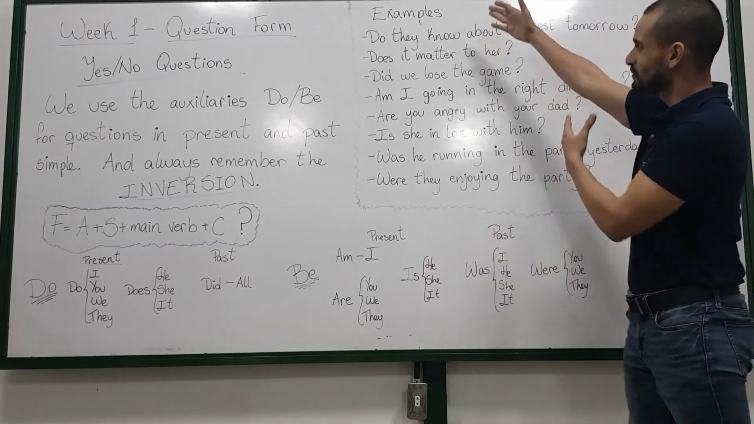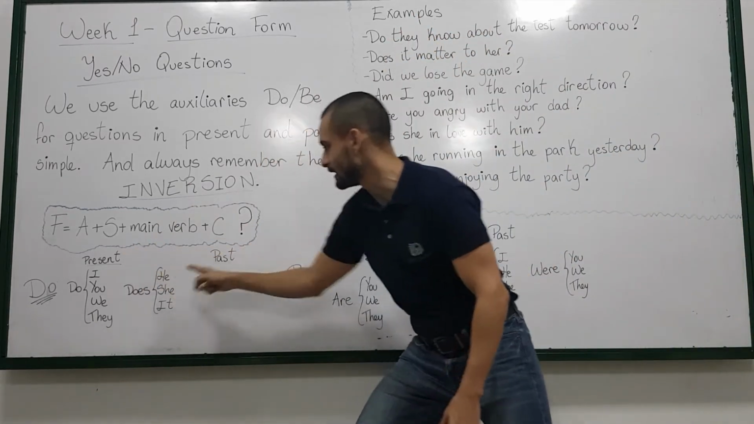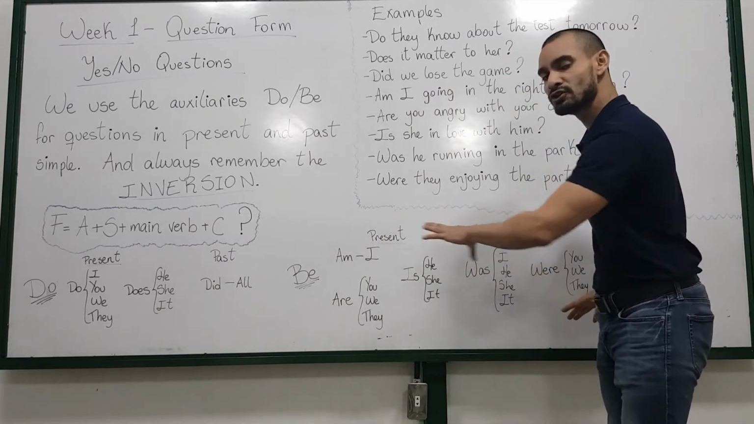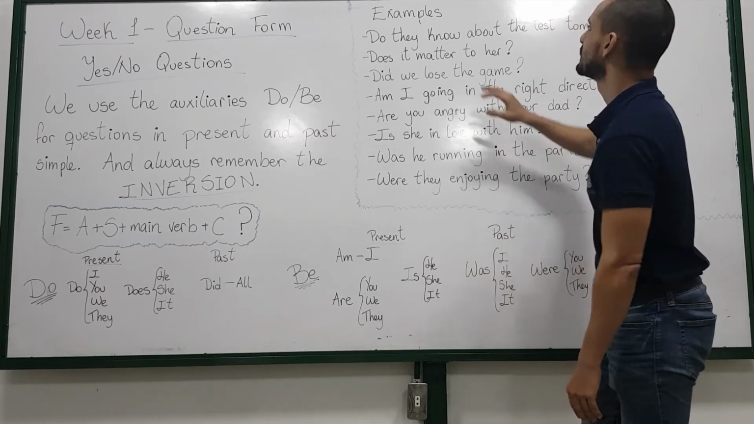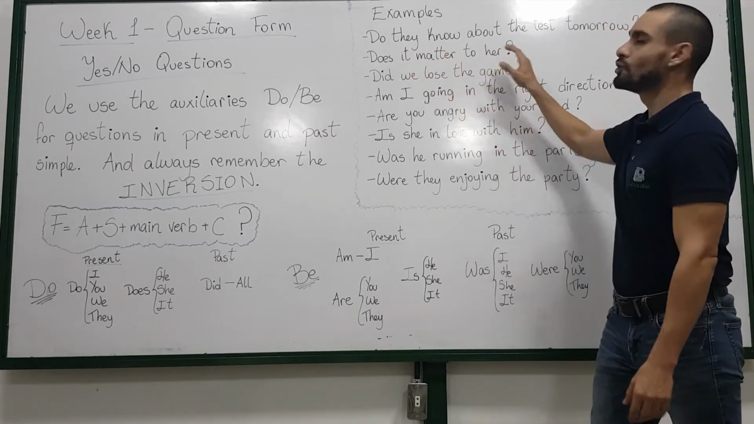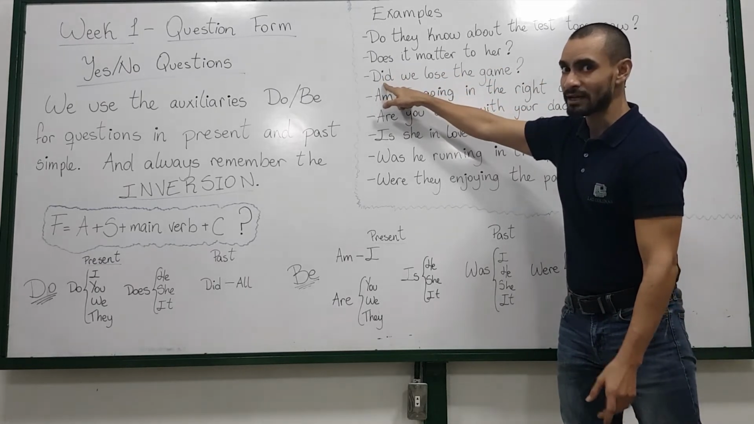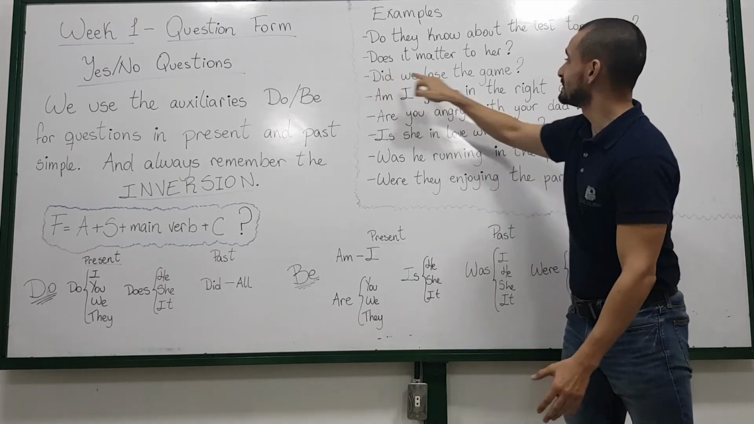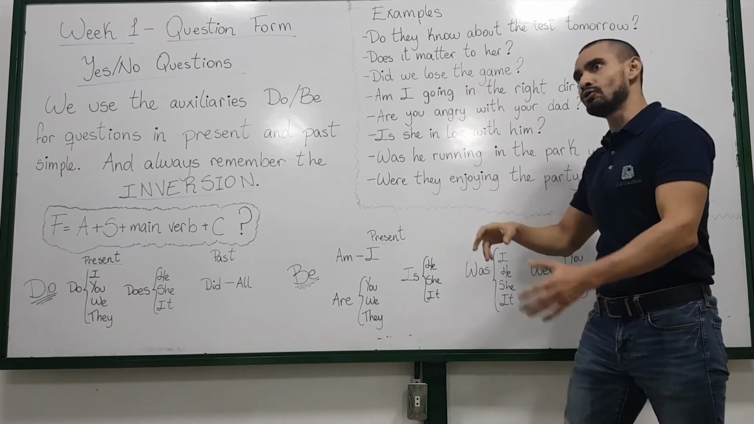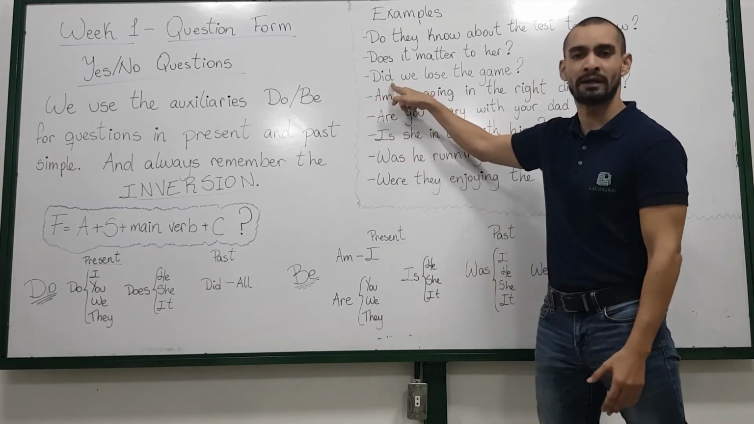And let me give you the examples of what I just explained. Alright? I used one example for each of the different versions of the two auxiliaries. Okay? Do they know about the test tomorrow? Does it matter to her? Did we lose the game? Can you tell? Are you noticing how this is in past tense? So lose as a verb doesn't go to lost. All right? It doesn't change to past tense because the auxiliary already is.